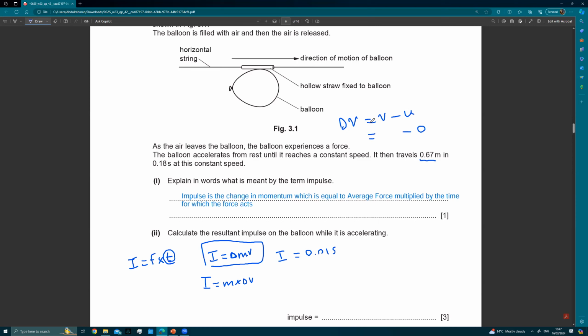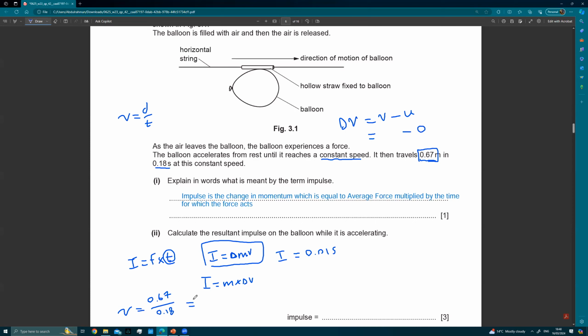My question is, what is the final velocity? That hasn't really been given to you, so there must be a way to work it out. Well, it's telling you that it reaches a constant speed and it traveled this distance in this time. So it's giving you distance and time, and we know that speed is equal to distance over time. So speed is the distance, which is 0.67, over the time, which is 0.18. This gives me the velocity.